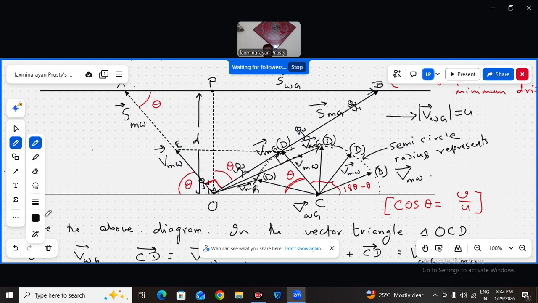So let me write here as the minimum drift. From where to where? Here to here. Yes or no? That is because this tangent is extended to cross the river bank at B. Right?